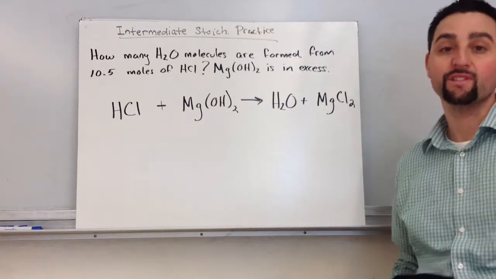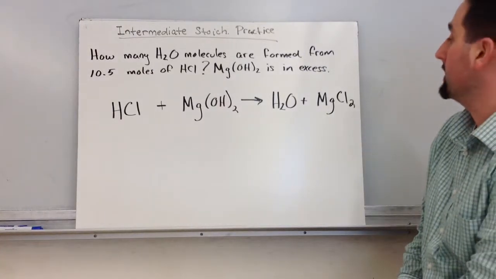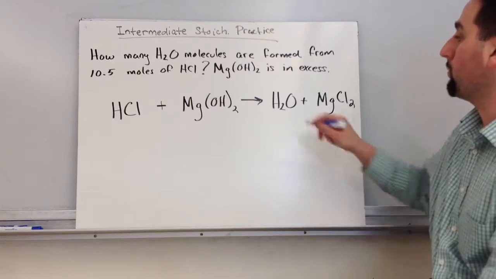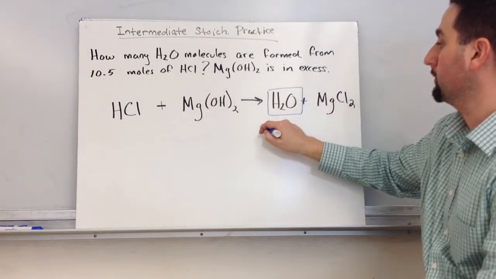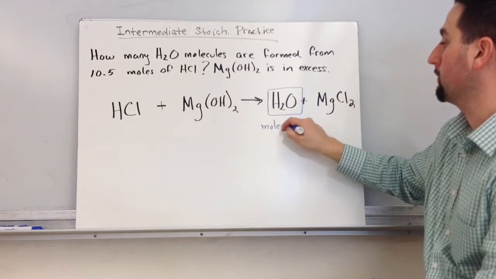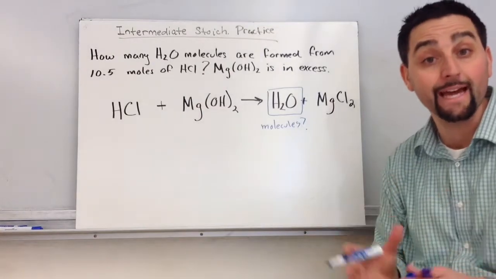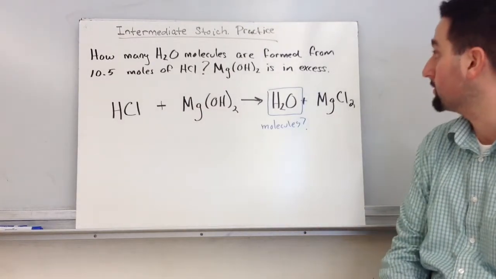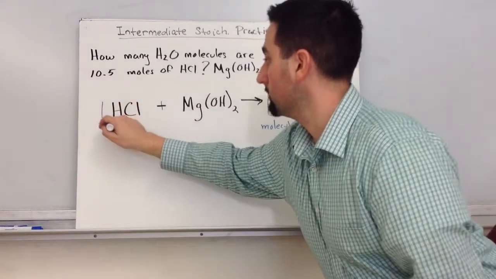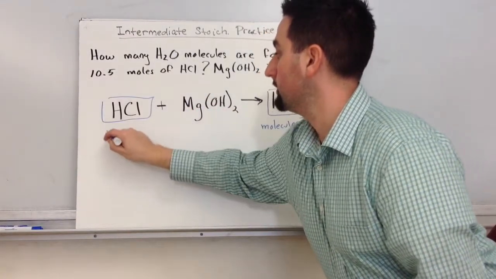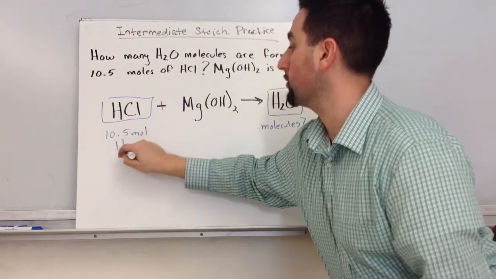All right, let's see how you did. The first thing I noticed when I look at this problem is they want to know how many water molecules. How many water molecules am I going to get as my product, formed from 10.5 moles of hydrochloric acid.